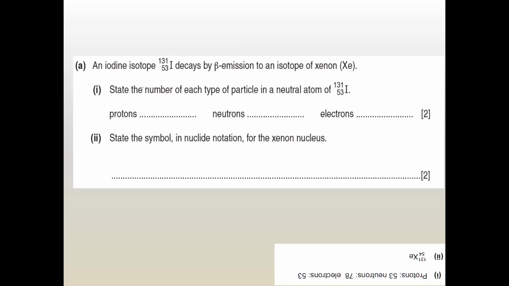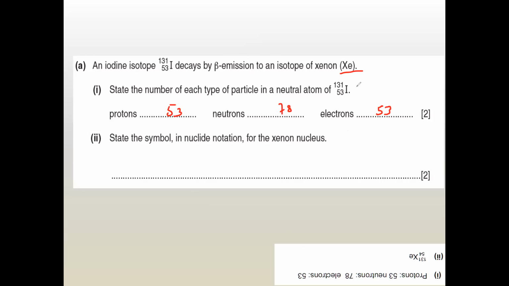So iodine 131 and 53 emits out beta particle and turns into xenon. State the number of the particles. So this one will be 53. This will subtract 131 minus 53, so 78, and this is 53. Then we have to state the symbol and include nuclide notation for xenon. So we have to write an equation here.